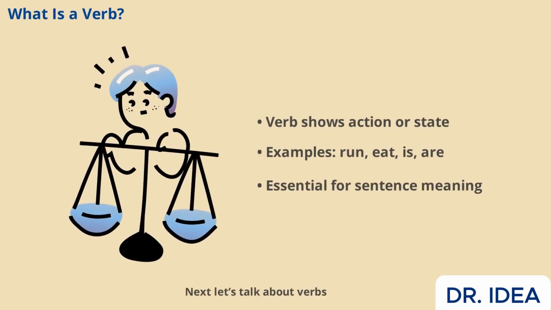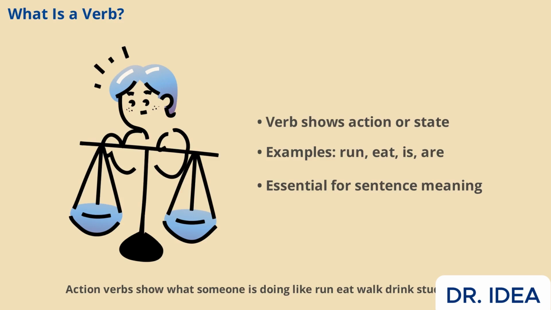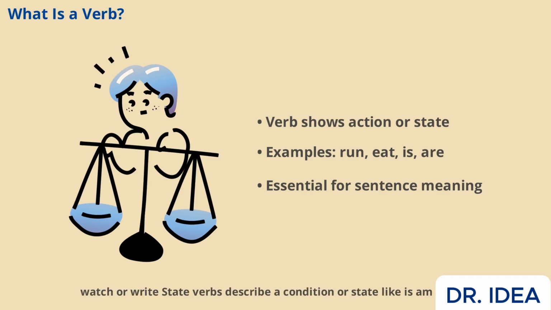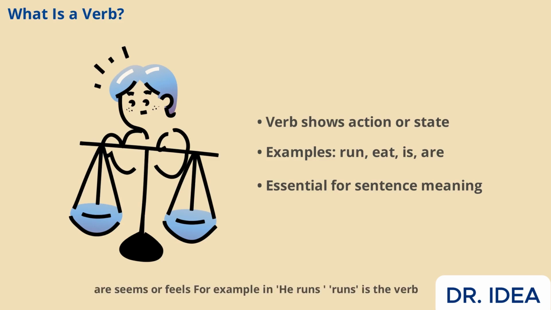Next, let's talk about verbs. A verb is the action or the state of being in a sentence. Action verbs show what someone is doing, like run, eat, walk, drink, study, watch, or write. State verbs describe a condition or state, like is, am, are, seems, or feels. For example, in he runs, runs is the verb. In they are happy, are is the verb. And in I write, write is the verb. Verbs are essential because they tell us what's happening in the sentence.